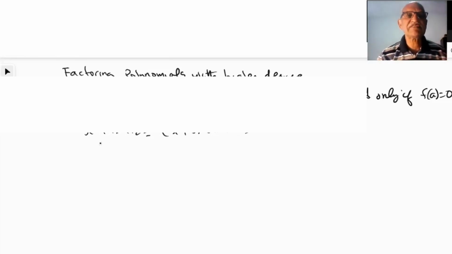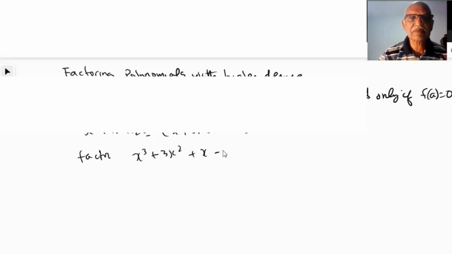So what happens if the degree is more than 2? This is only for trinomials. So let's see how to factor x cubed plus 3x squared plus x minus 2. Factor means what value of x makes this equal to 0. The factor theorem says we find an a where x minus a is a factor, which means if I substitute this number a, I should get 0.